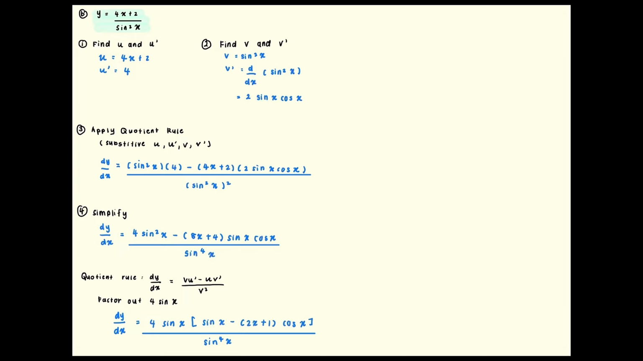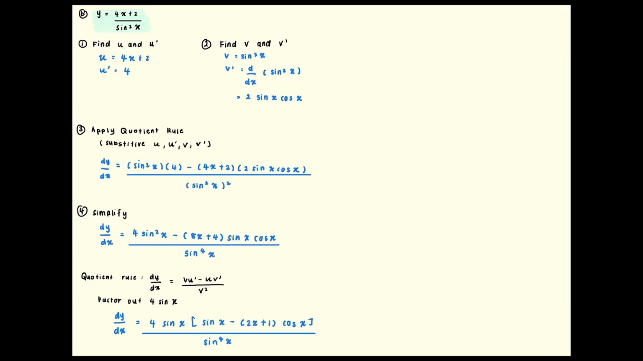Step 2, identify v and v prime. Next, let's look at the denominator, which we call v. Our v is sin^2(x). To find this derivative v prime, we need to apply the chain rule. We bring the power of 2 to the front, lower the power of sine by 1 to get 2 sin x, and then multiply by the derivative of the inside function, which is cos x. This gives us v prime equals 2 sin x cos x.